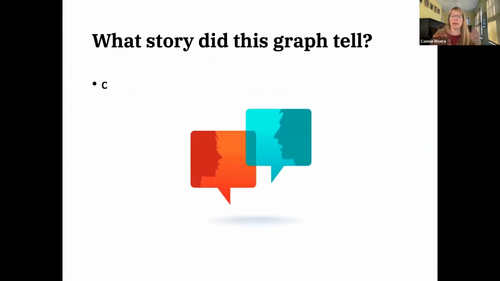Time check, I'm going to skip past having another discussion about what story this graph told.